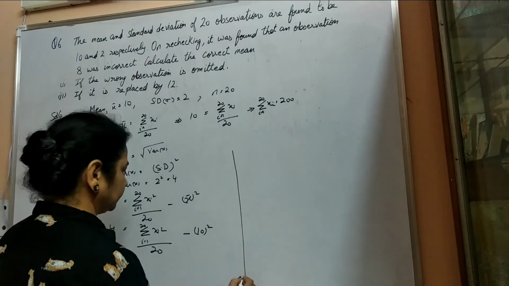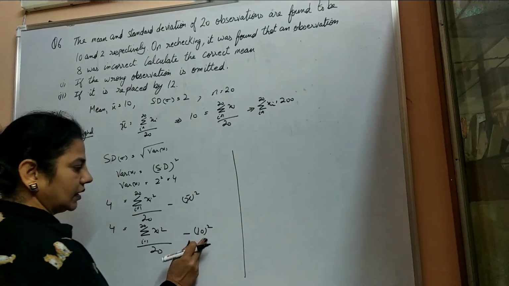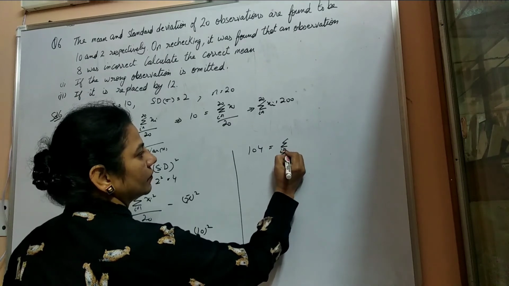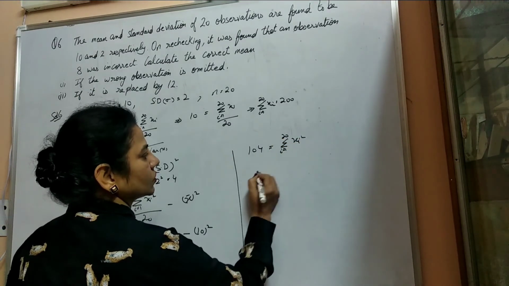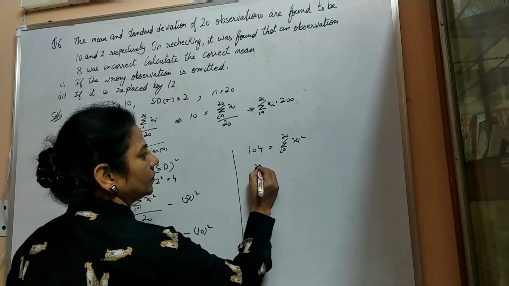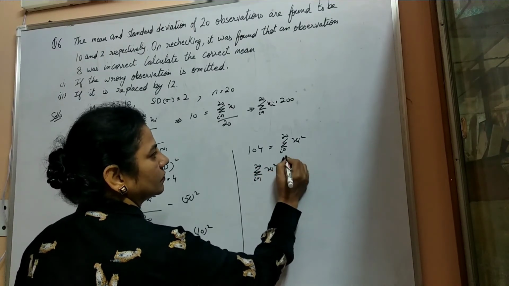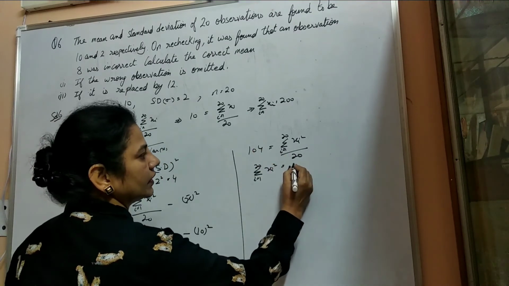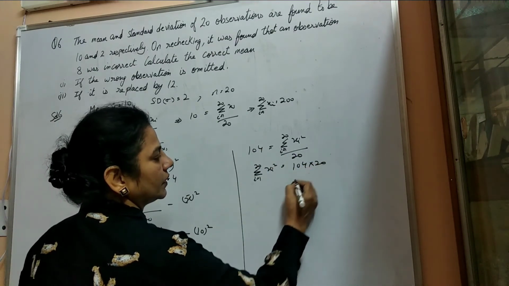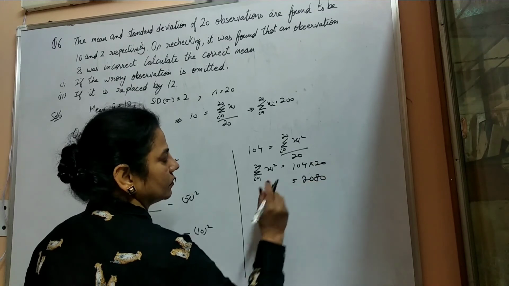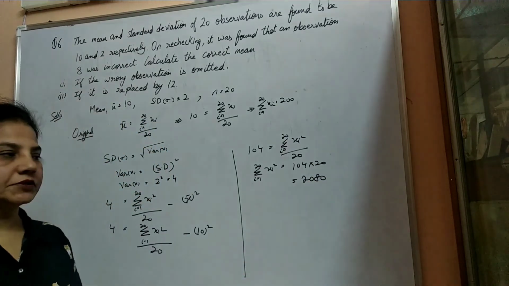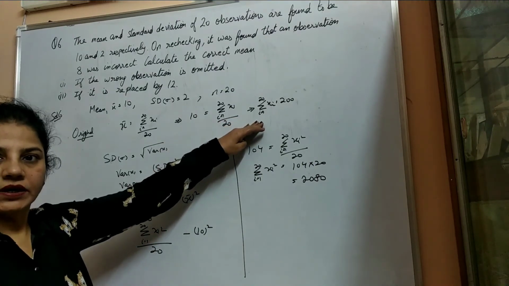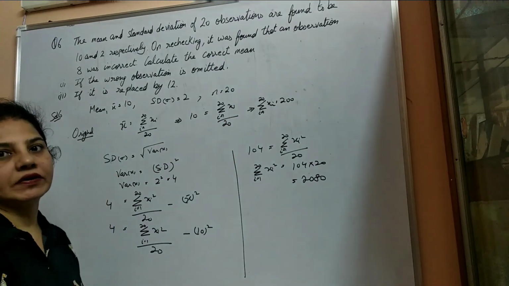This implies we take 100 to this side. 104 is equal to sigma xᵢ square upon 20, i equals 1 to 20. Cross multiply, you will get 104 into 20 is 2080. So sum of squares of 20 observations is 2080. Sum of 20 observations is 200. This is originally what we are having.